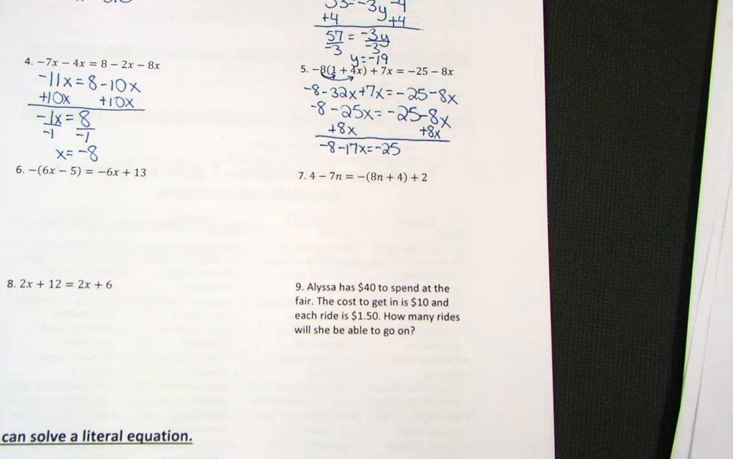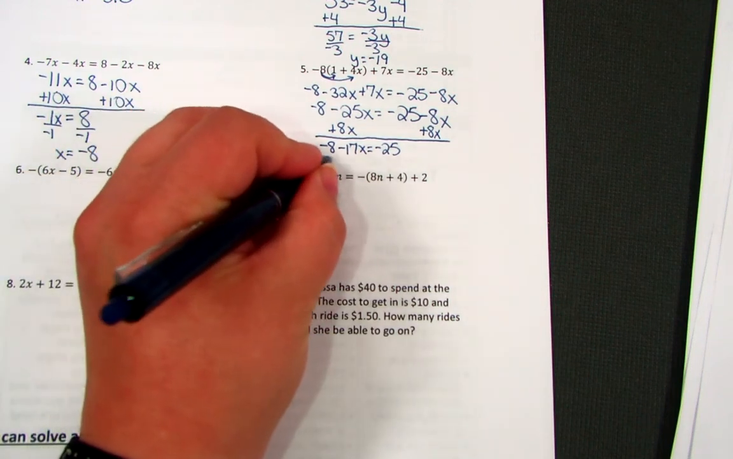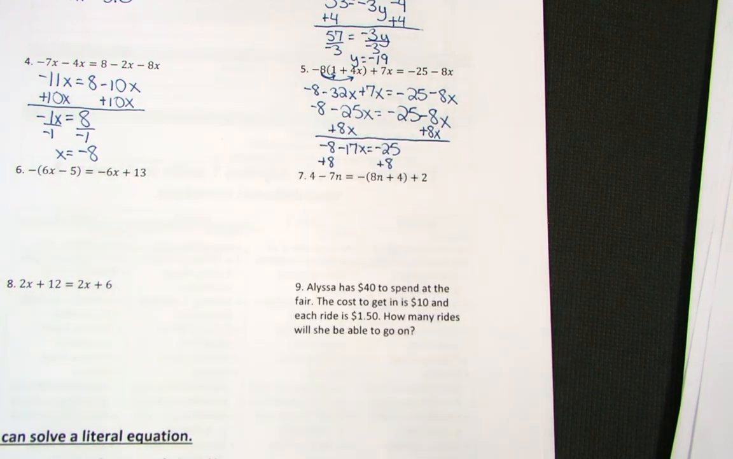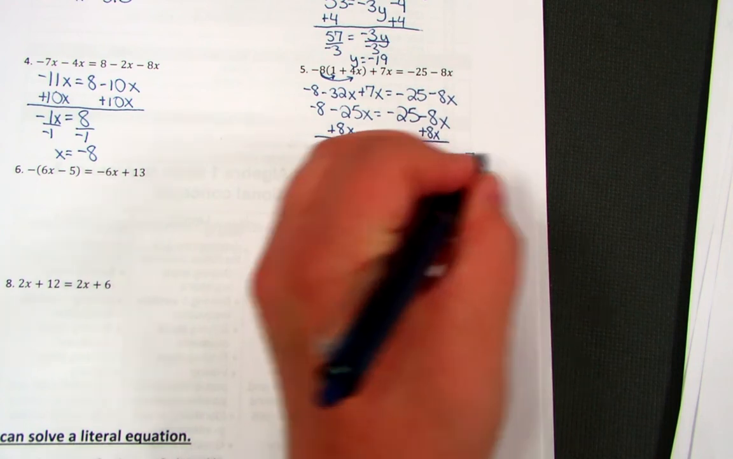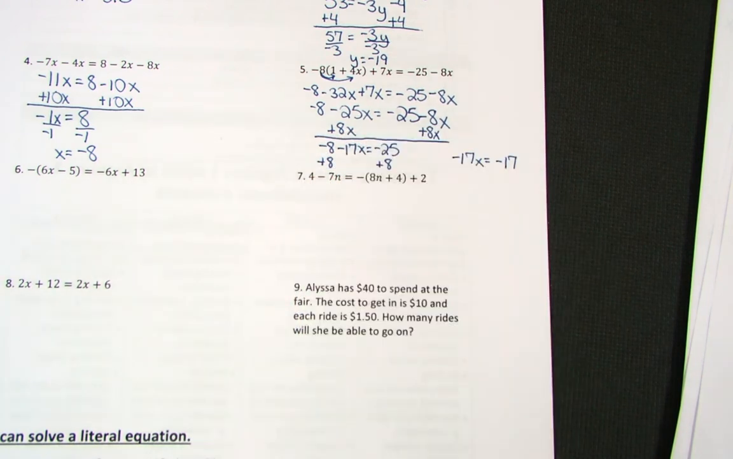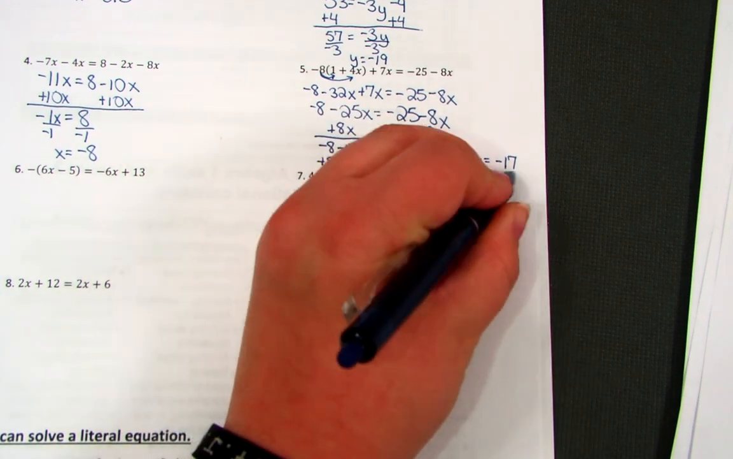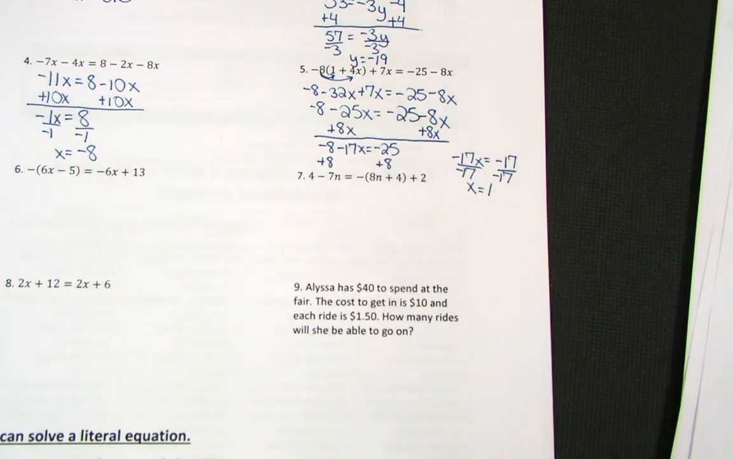Now we're going to add 8 to both sides. And that gives me negative 17x equals negative 17. And I'm going to divide by negative 17 on both sides so that x will equal 1.